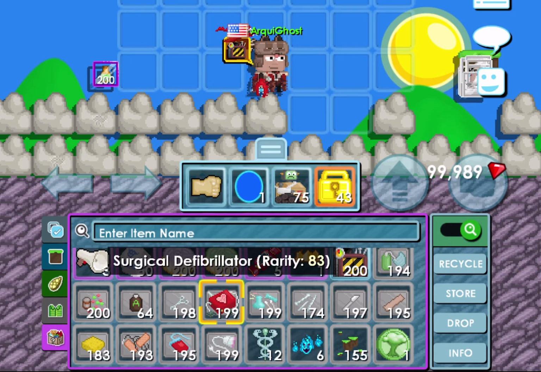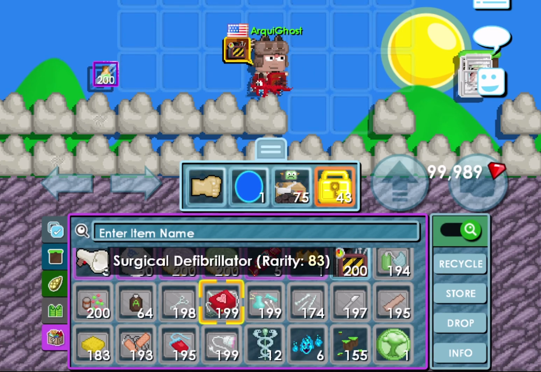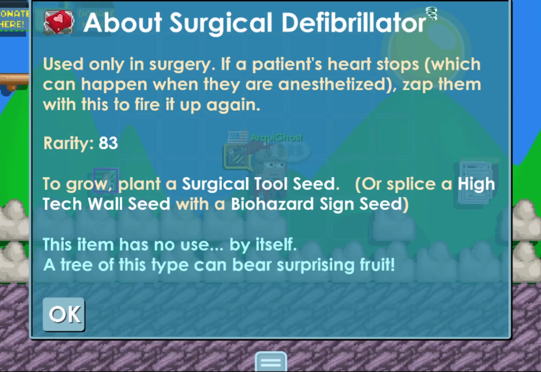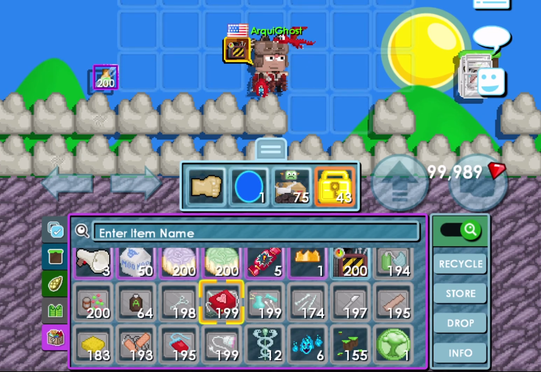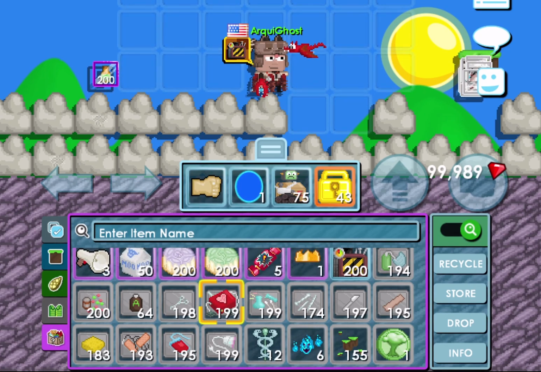Next one, surgical defibrillator. I'm not sure how you pronounce that, but that's how it looks. This one is used to wake up the patient when they are suffering from a heart attack. The heart attack can happen at any time randomly. You're just doing surgery, and all of a sudden, boom, heart attack. And this tool will appear. You just click it, and boom, that's it, you're done.